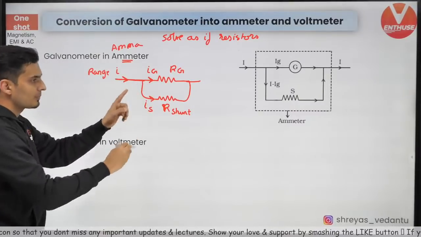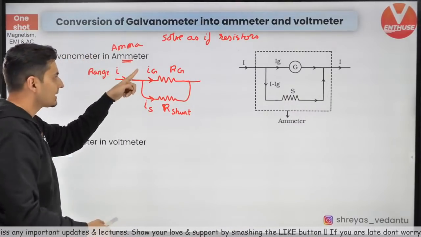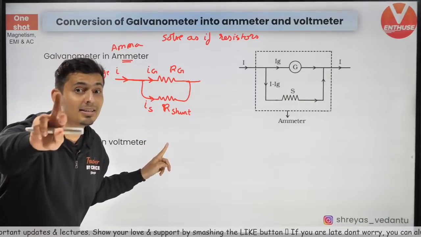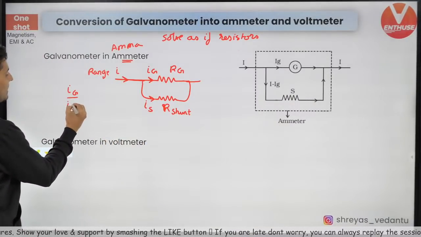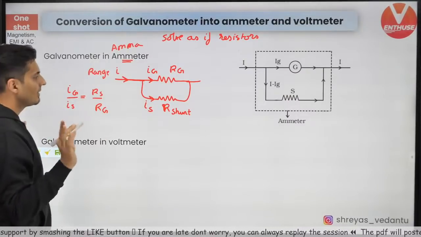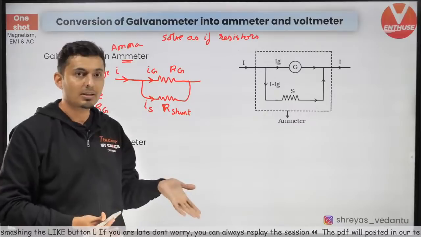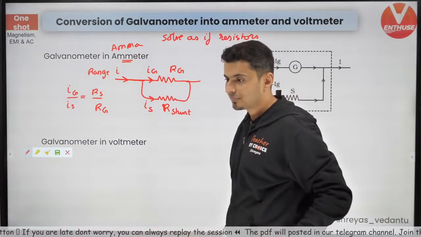And remember, whenever you have parallel circuits, resistors in parallel, the currents are inversely proportional to the resistances. So Ig by Is will be Rs by Rg. That's it. This is nothing new. You know this. What did I say? Solve as if resistors. Just keep this in mind.